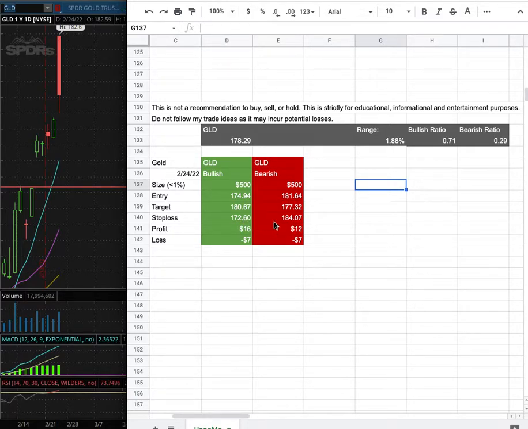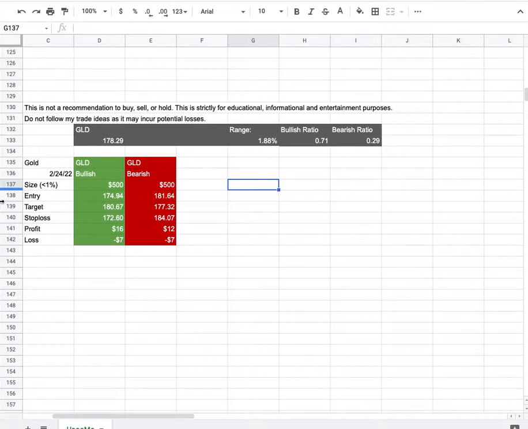My stop loss is at $172.60. However, if I were to open a short position, my entry is at $181.64. My sell target is at $177.32, and my stop loss is at $184.07. So whichever entry price were to hit first, that'll be my position of the week.